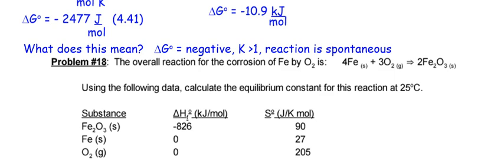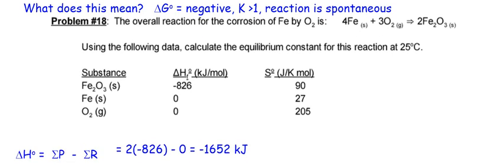All right, welcome back. Hopefully you got it. So I first found the delta H of the reaction. It is the sum of my products minus the sum of my reactants. So I have 2 times negative 826 minus 0. Notice these are both zeros: 4 times 0, 3 times 0. So I get negative 1652 kilojoules, right?